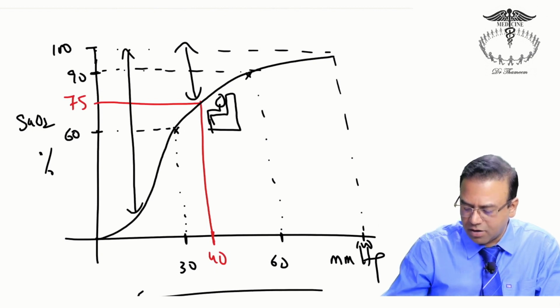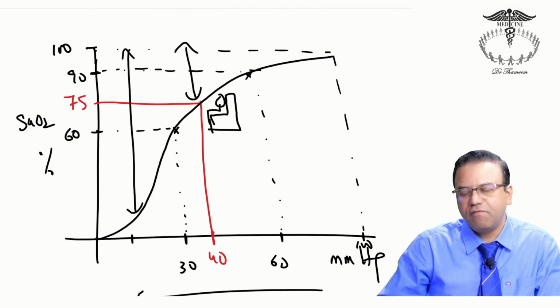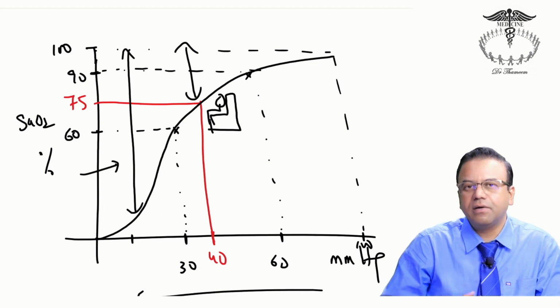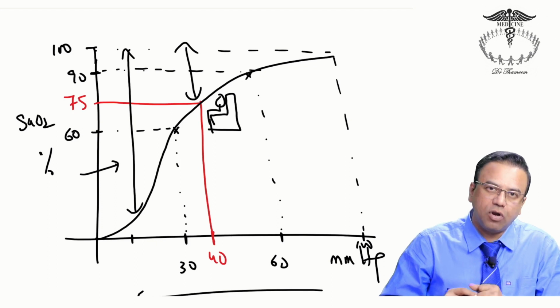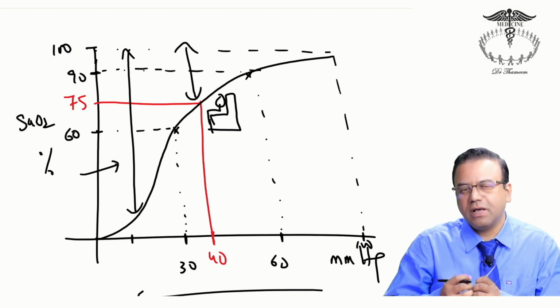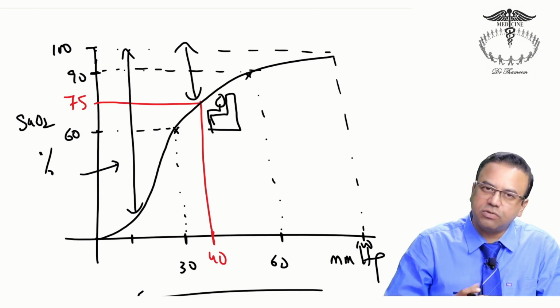Let's say the PO2 started becoming close to 20 or 15 or 16, you notice the amount of oxygen that is released is significantly higher, because that means when required, the hemoglobin gives more oxygen. When not required, it doesn't waste the oxygen and it holds it like a reserve. So this is the beauty of the oxygen dissociation graph.